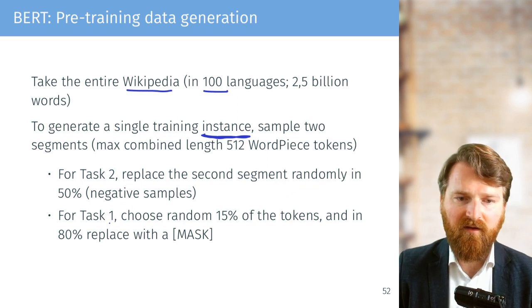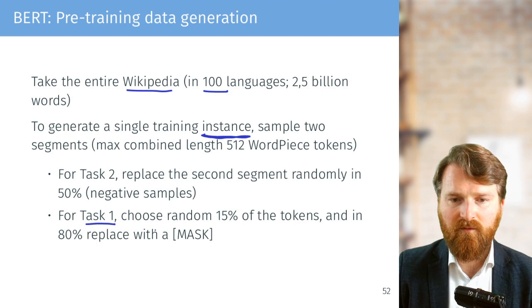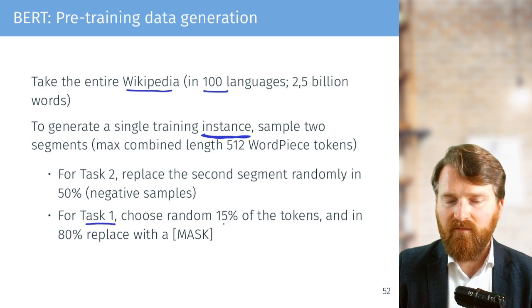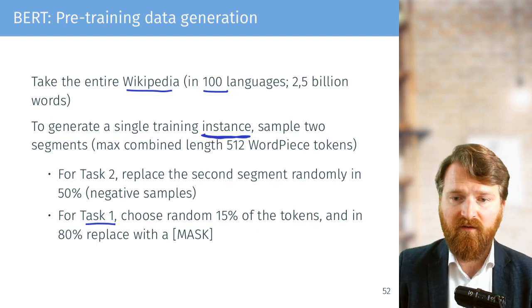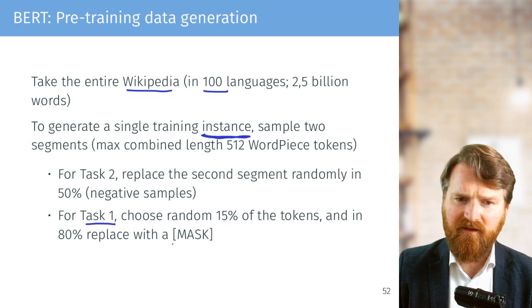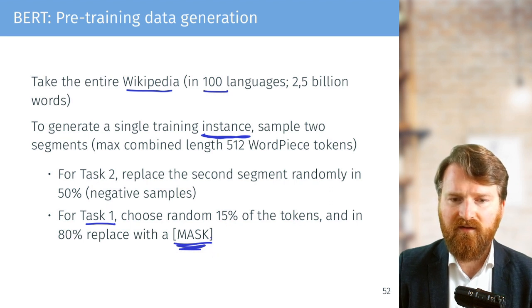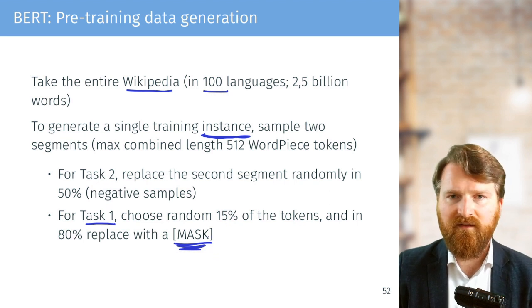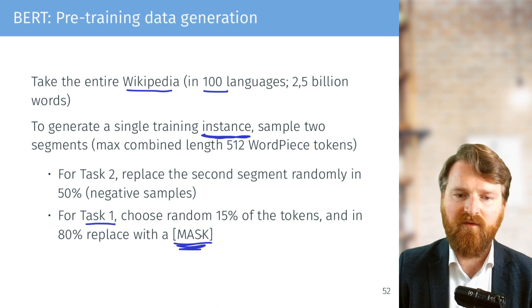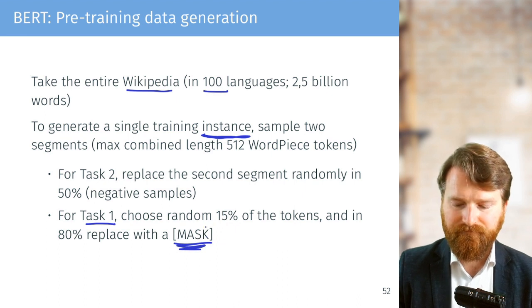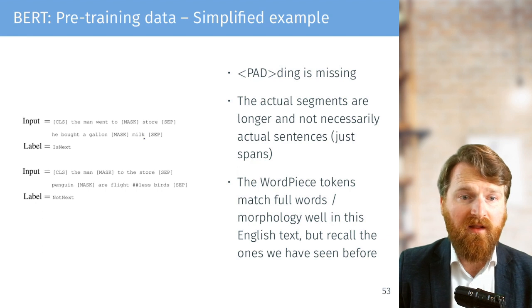And for the cloze task, for task 1, they chose a random 15%, some fraction of the tokens, and in 80% of cases they replace that with a gap, with a mask token. So some subsampling was there, not all tokens, not all the time, but some small fraction of them was replaced with the mask. Here's an example of how this input would look.